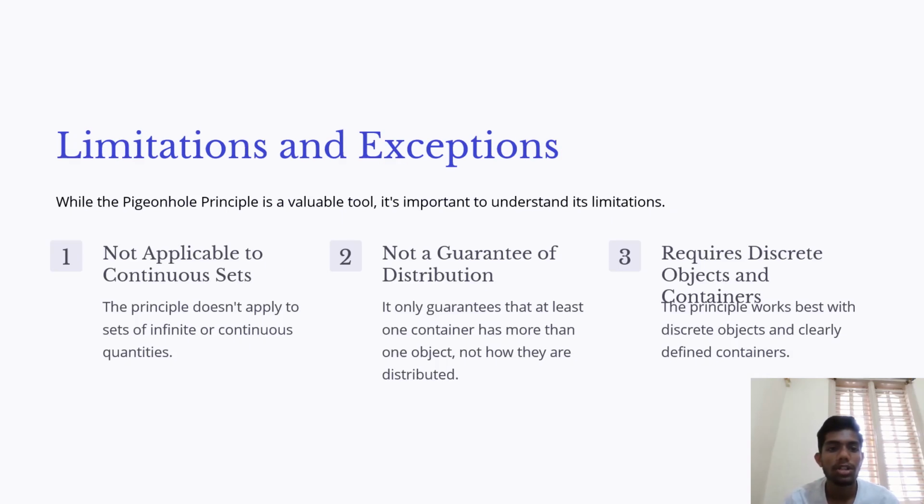Next, we are going to discuss the limitations and exceptions of the pigeonhole principle. While the pigeonhole principle is a valuable tool, it is important to understand its limitations. It is not applicable to continuous sets: the principle doesn't apply to sets of infinite or continuous quantities. Not a guarantee of distribution: it only guarantees that at least one container has more than one object, not how they are distributed. It requires discrete objects and containers: the principle works best with discrete objects and clearly defined containers.